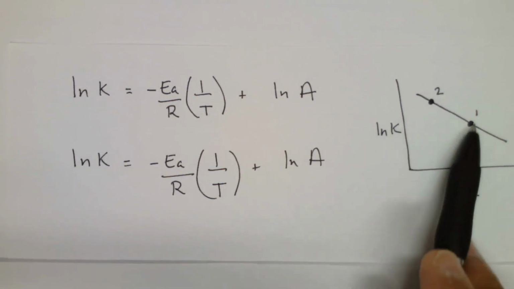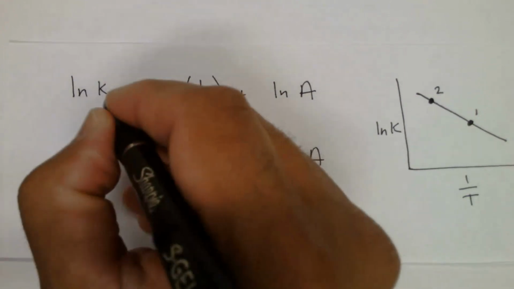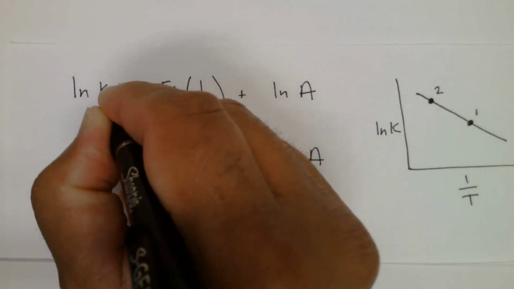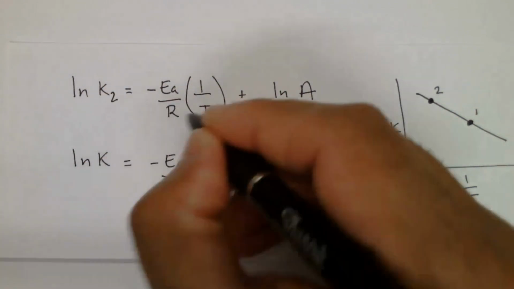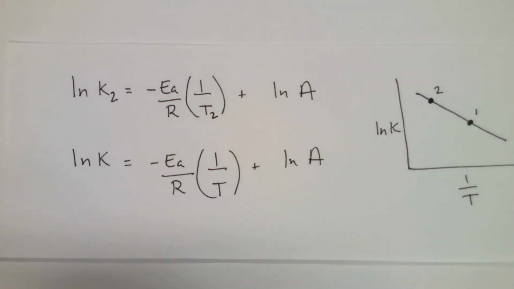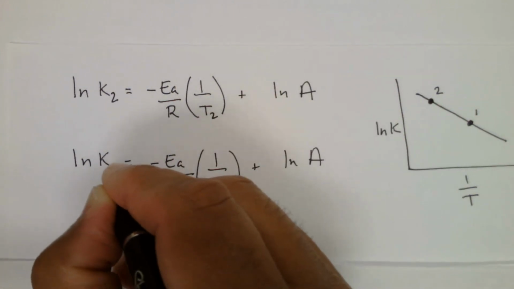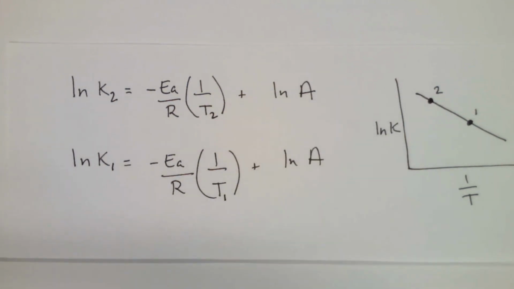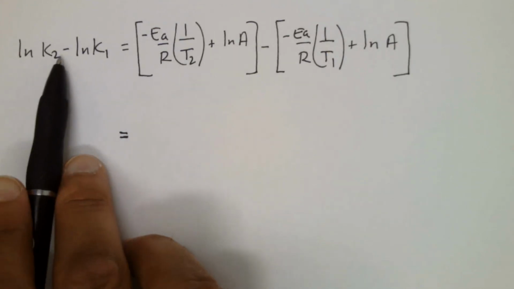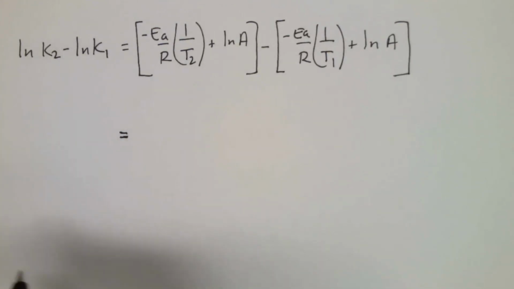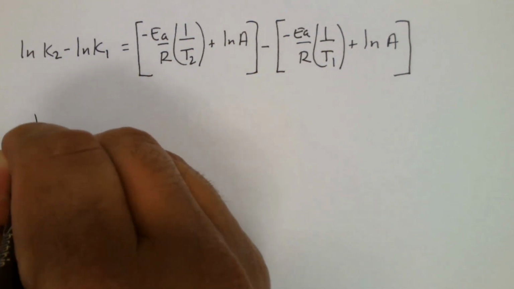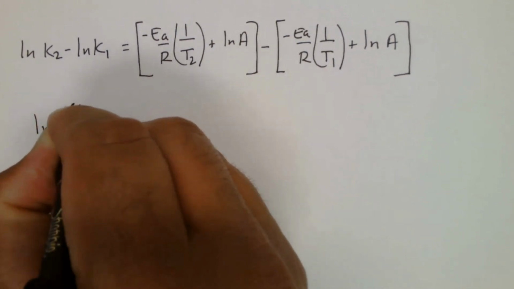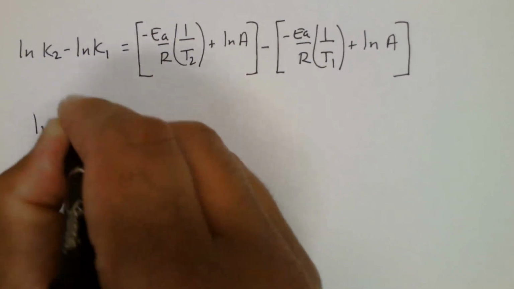So if I just take 2 data points, we'll just call this 1 and 2. This would be the natural log of the rate constant 2 at temperature 2. And this would be ln of k1, the rate constant at temperature 1. And if we subtract these equations, we can find the slope. So here are the 2 equations subtracting. The rule with natural logs is when we subtract, this becomes the natural log of k2 over k1.